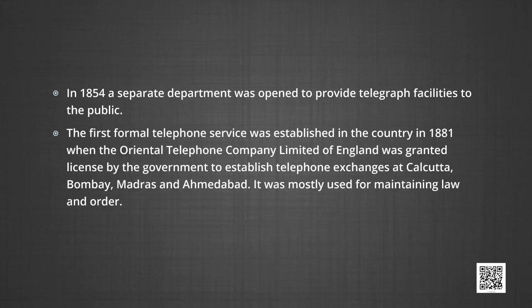The first formal telephone service was established in the country in 1881, when the Oriental Telephone Company Limited of England was granted license by the government to establish telephone exchanges at Calcutta, Bombay, Madras, and Ahmedabad. Even though the electric telegraph service was an important development, it was mostly used for maintaining law and order. In fact, both the telegraph and postal services, despite serving a useful public purpose, remained all through inadequate.